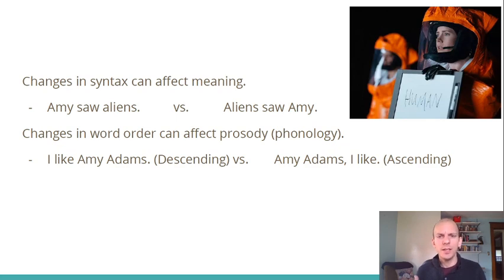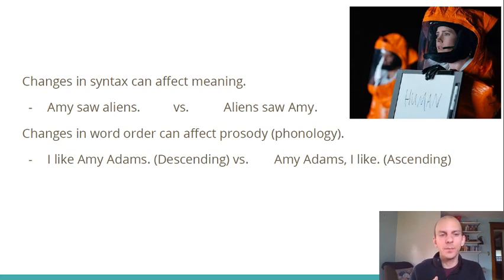The simplest example of this is when you just switch a subject and an object, right? That means something different. "Amy saw aliens." This is, of course, from the movie Arrival, one of my favorites. Linguistic superhero. How can you not like that? If you have "Amy saw aliens," that means something different than "aliens saw Amy." That's an asymmetrical situation. Who's seeing who? And the word order there is affecting the meaning, affecting the semantics of the sentence. Semantics is actually the topic that we'll be talking about in a couple weeks after we talk about syntax.